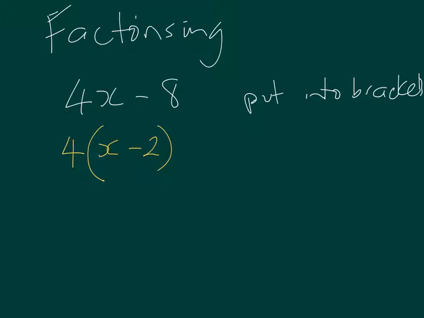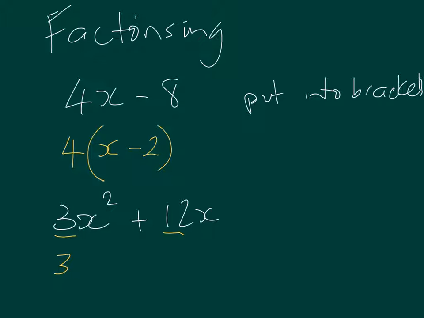Let's try another one. Let's say we've got 3x squared plus, I don't know, 12x. Here we're going to be looking at both the numbers and the letters. We see we've got 3 and x, and 12 and x. So what's common between those two particular terms? Well, the first thing is the numbers, 3 and 12. What's common between 3 and 12? Well, 3. So we put 3 down there.